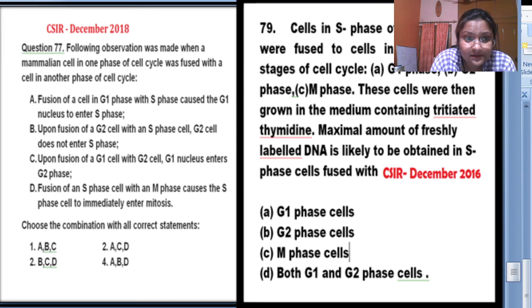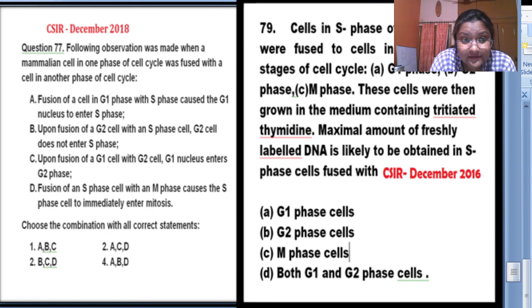That's correct. That was the first observation. When a G1 phase nucleus was fused with an S phase nucleus, that time the G1 phase nucleus made an early entry into S phase. So this statement is correct. B: upon fusion of a G2 cell with an S phase cell, the G2 cell does not enter S phase. That is also true. That was the second observation we discussed.